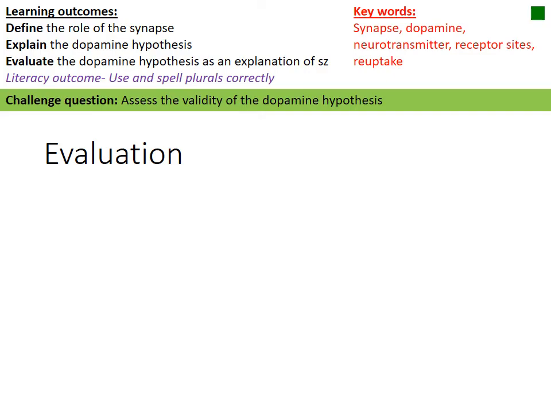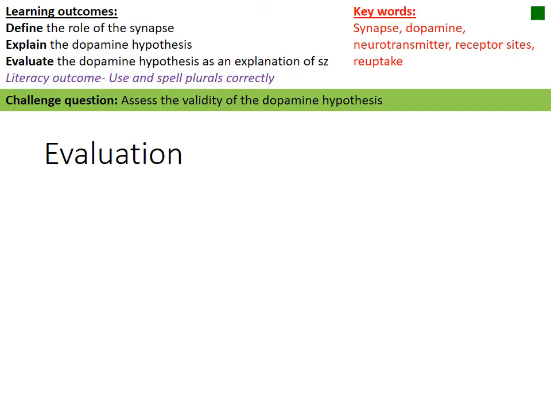So, strengths for the dopamine hypothesis. Donnelly et al. in 1996 looked at homovanillic acid, which is actually a waste product of dopamine that's passed out of the body. And they found that those with schizophrenia have more of this type of acid in the body than those without, suggesting that they do produce more dopamine.